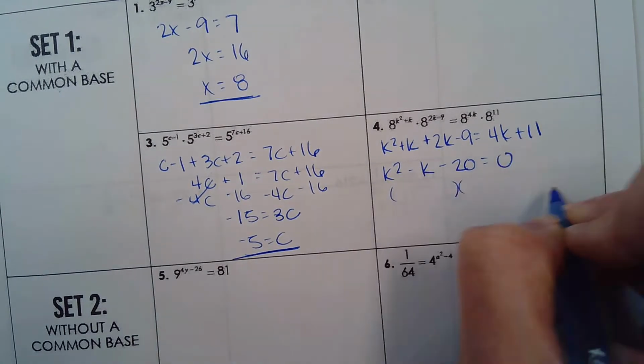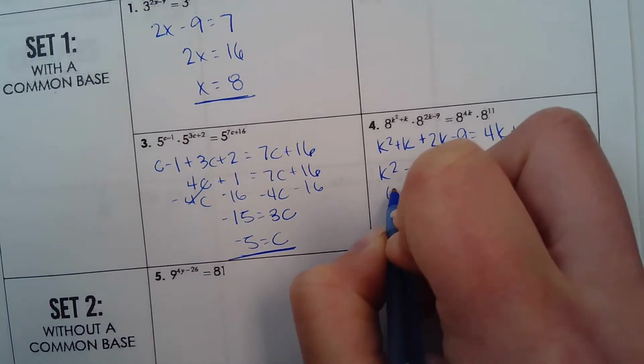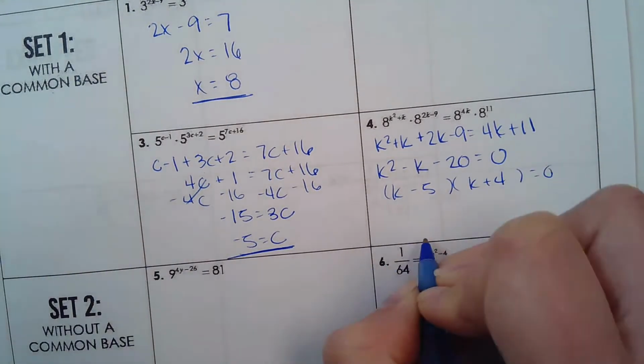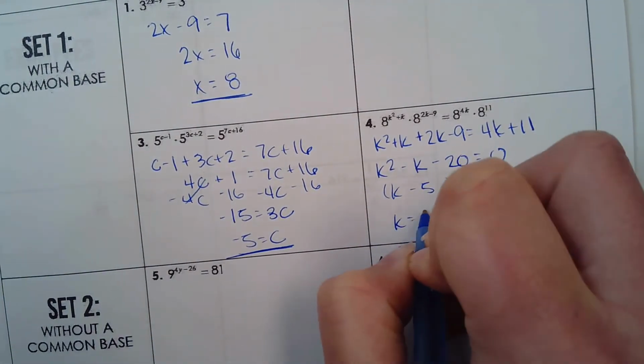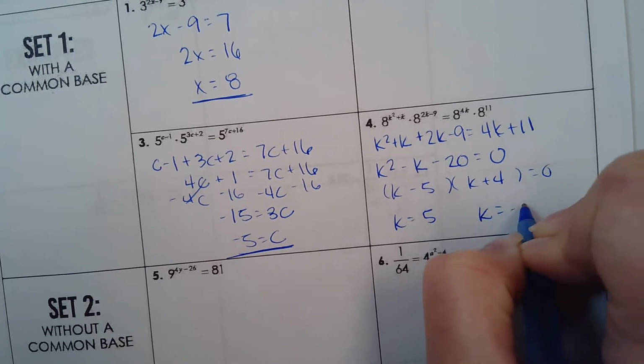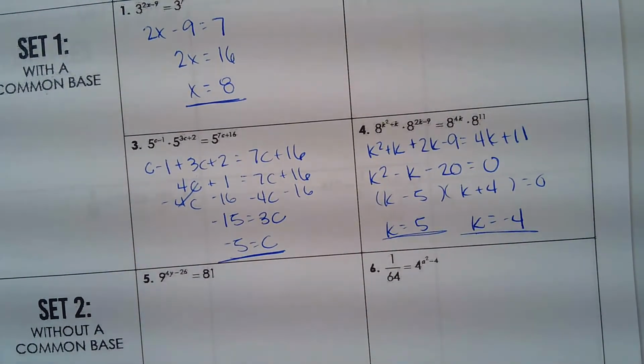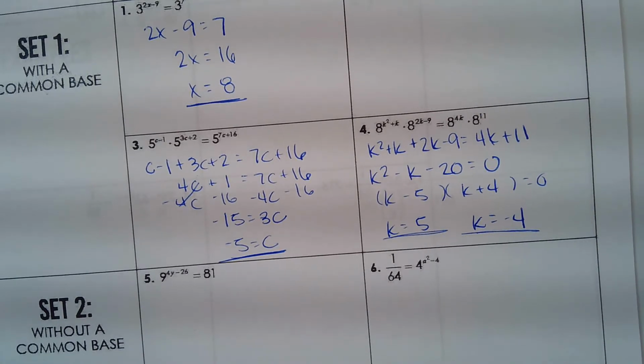So what will this factor into? Minus 5, k plus 4. So then when we solve, we'll have k equals 5 and k equals negative 4. So you can have more than one answer, and that's fine. Are we okay with that? Cool.